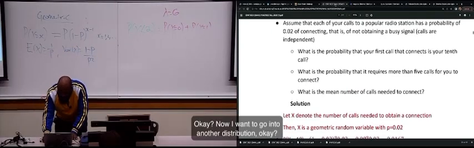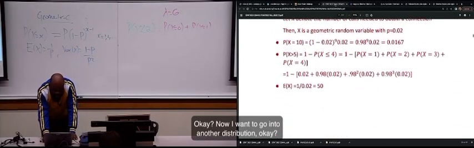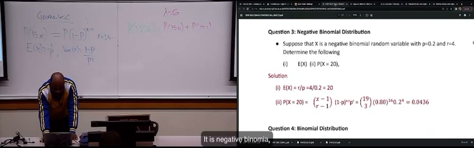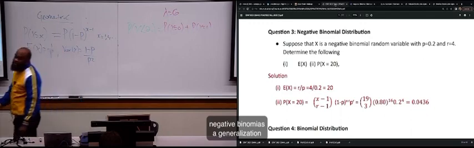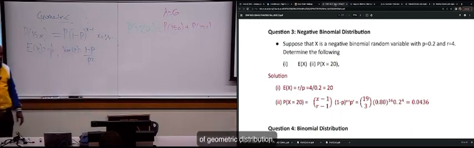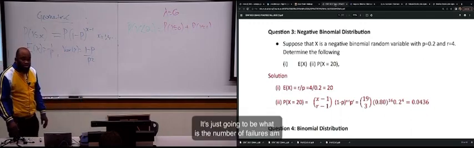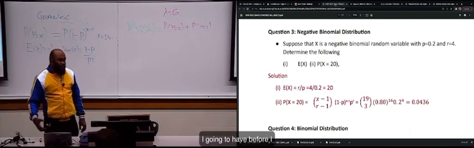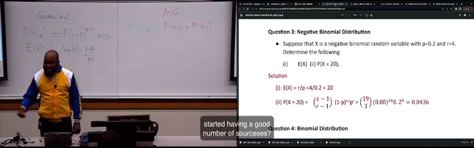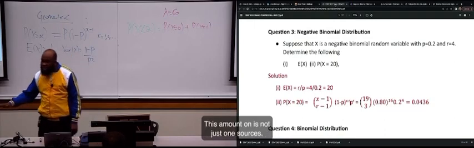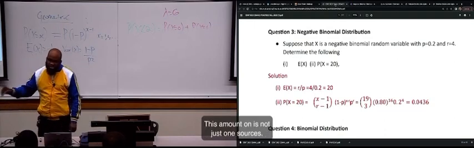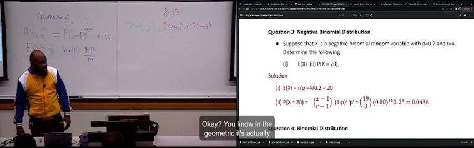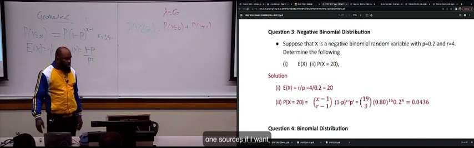Now I want to go into another distribution. It is the negative binomial. Negative binomial is a generalization of the geometric distribution. It's just going to be what is the number of failures I am going to have before I start having a given number of successes. This time around it's not just one success. In the geometric, it's actually one success.